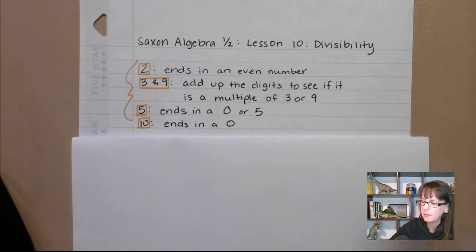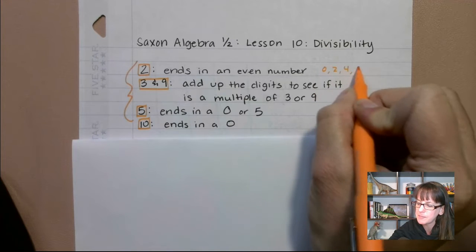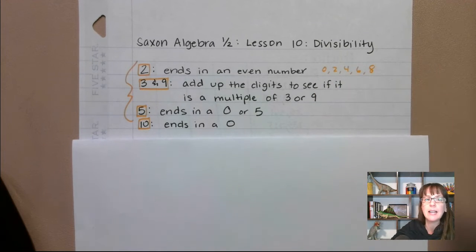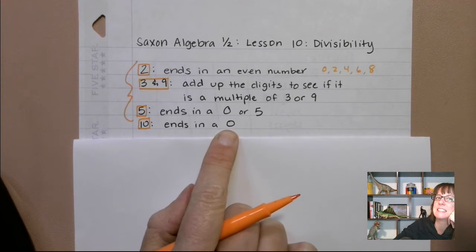So if something is divisible by 2, we know that it ends in an even number. And remember, even numbers are 0, 2, 4, 6, 8. And for 5, we know something is divisible by 5 if it ends in a 0 or a 5. We know something is divisible by 10 if it ends in just a 0.